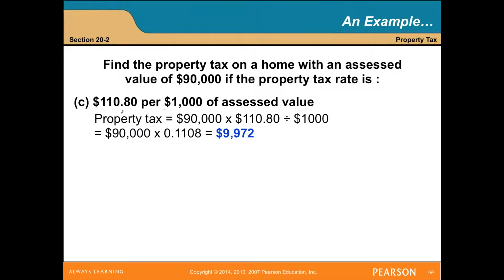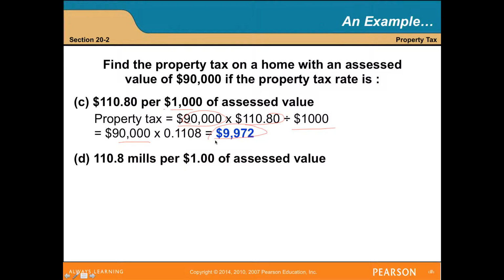So $110.80 per thousand of assessed value. Property tax given times $110.80 divided by 1,000 equals $90,000, which is the assessed value, times 0.1108, which is 11.08%. Well, yeah, so times 0.1108, and that gives us $9,972.